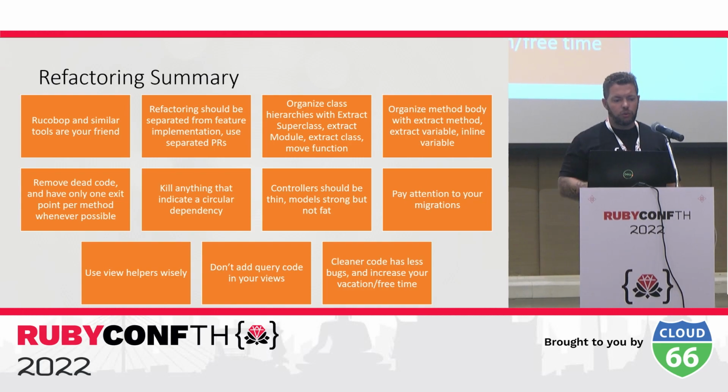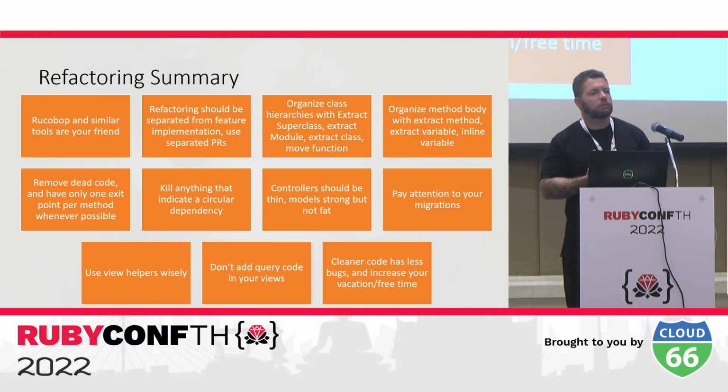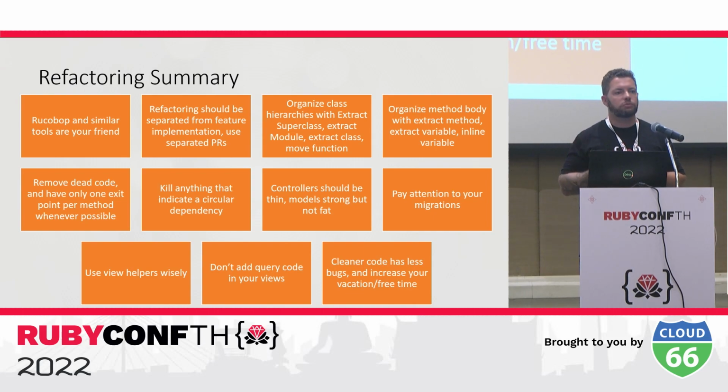And a quick summary of what I was doing. This sums up mostly everything that I said. RuboCop or similar tools are your friend. If you automate using them, your code will automatically be better, and you'll have a lot of warnings pointing you to things that you should improve. Refactoring should be separated from feature implementation and should use its own pull request. It will make life of the people that are reviewing your code a lot easier.